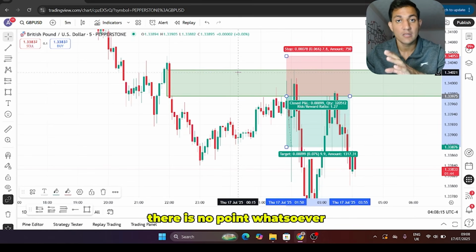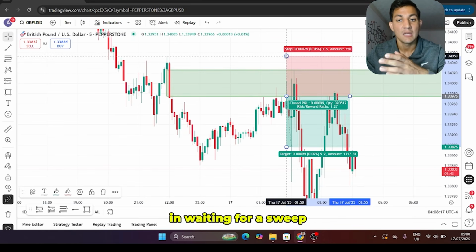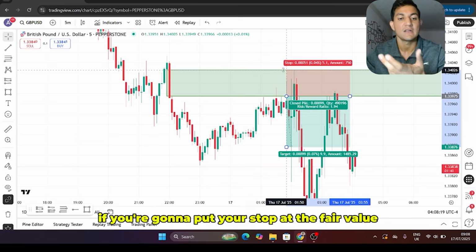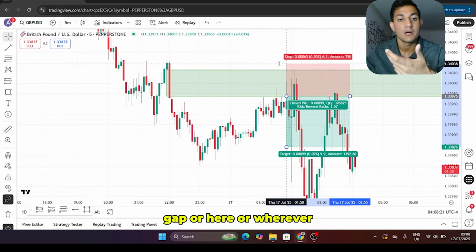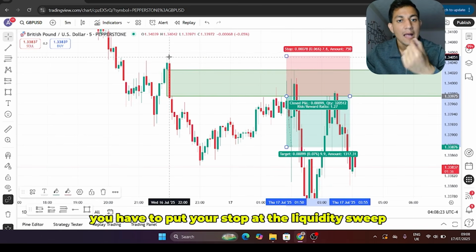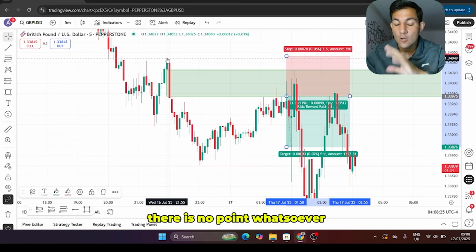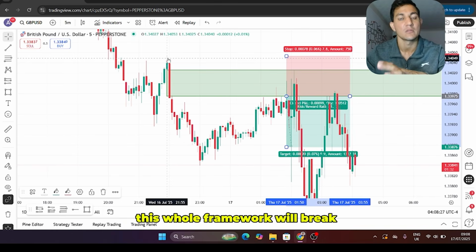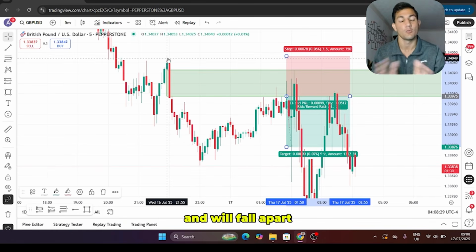There is no point whatsoever in waiting for a sweep if you're going to put your stop at the fair value gap or here or wherever. You have to put your stop at the liquidity sweep, high or low. There is no point whatsoever in waiting for a sweep otherwise. This whole framework will fall apart.